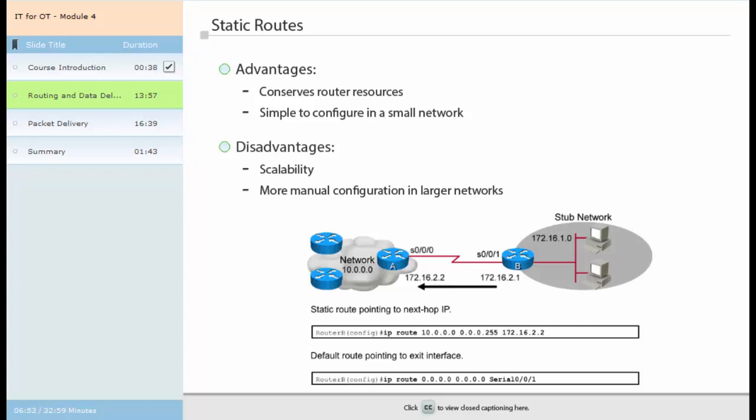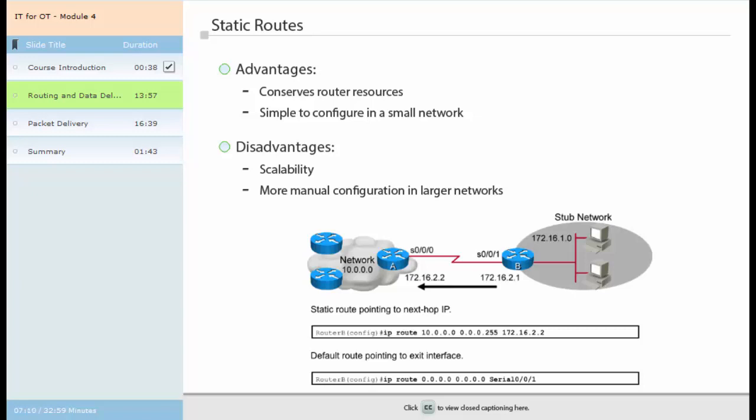Adding even one router with only one new network means that you must configure the newly added router with static routes to other networks, and also that you must configure all existing routers in the network with static routes to the new network. There are 2 different types of static routes.